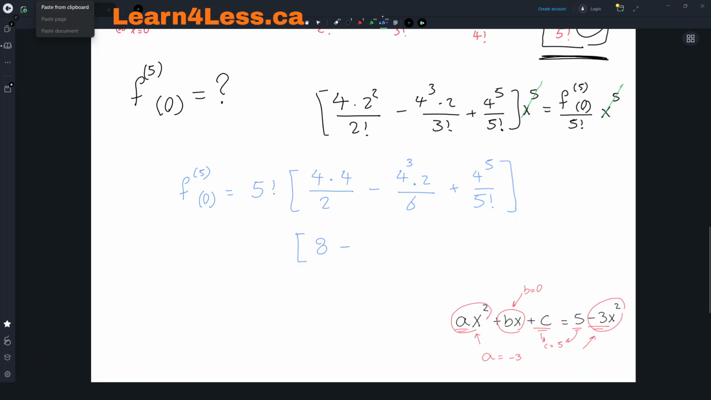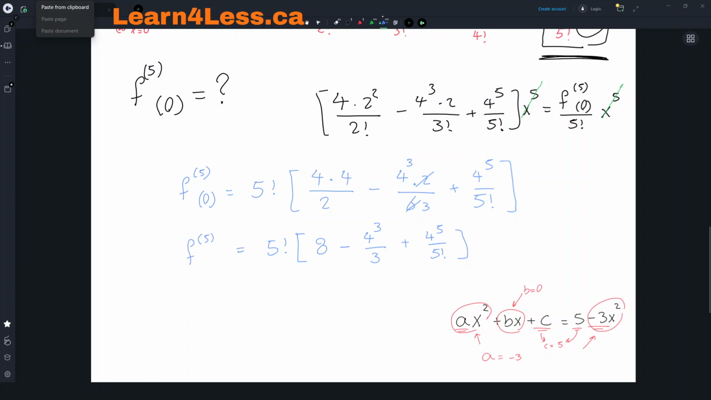Minus, so here I can just cancel the 2 with 3, with 6, so it's 3 just here. So I get 4 to the power of 3 over 3, plus the last one, which is 4 to the power of 5 over 5 factorial, which we don't need to evaluate. So this is already perfect form.